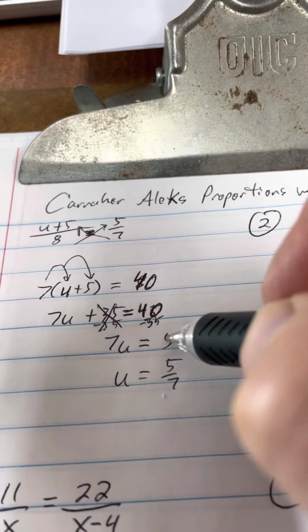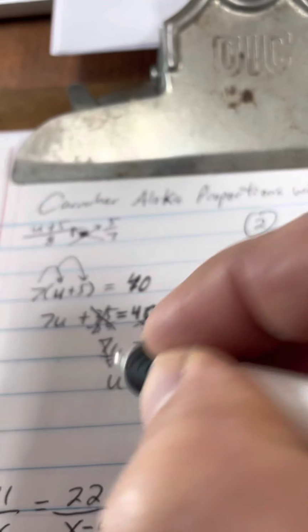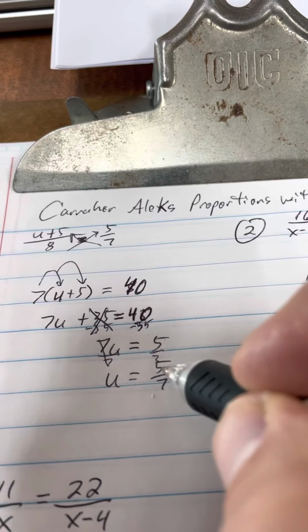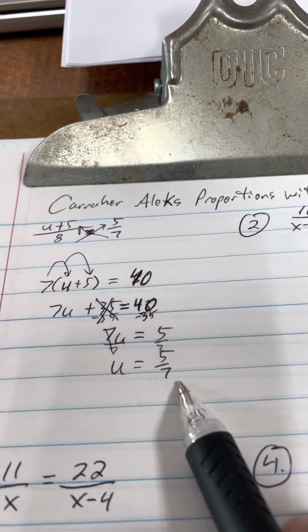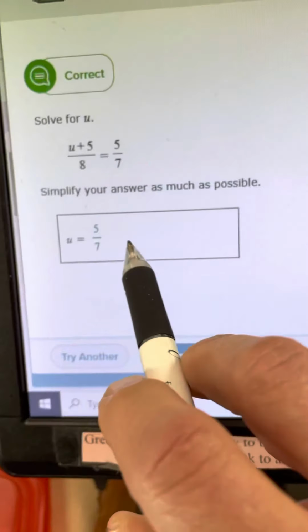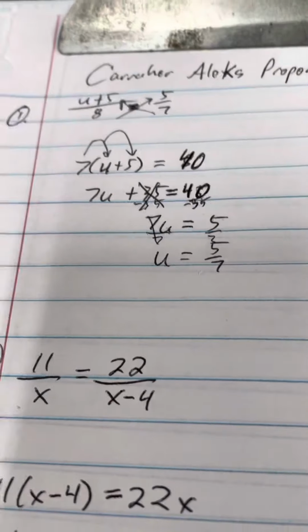40 minus 35 is 5. And then I divide by 7, and 5 divided by 7 just looks like this, 5 divided by 7. You can answer that as a fraction. As you see, I did check the answer on this one just because I thought that looked kind of weird, but I double checked it for you.